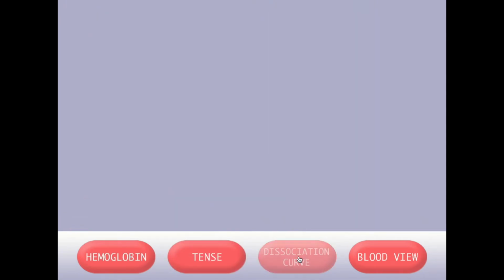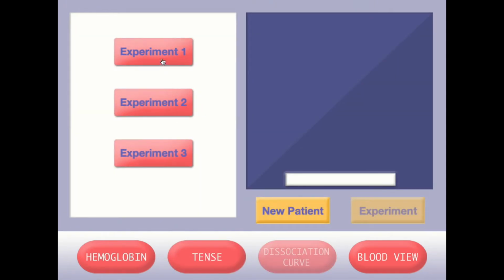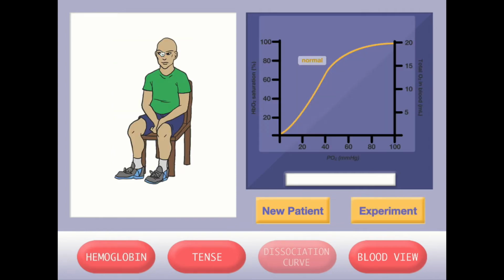In part 3, selecting the dissociation curve button provides 3 experiments that show people in various states of exercise and altitudes. The blood gas concentration for each condition is shown in a graph.